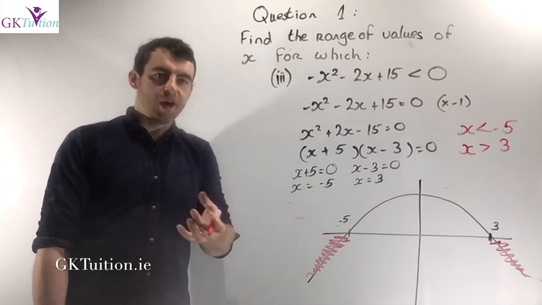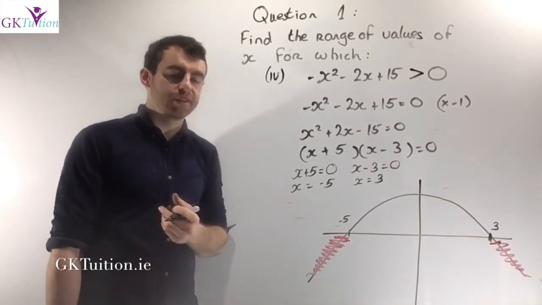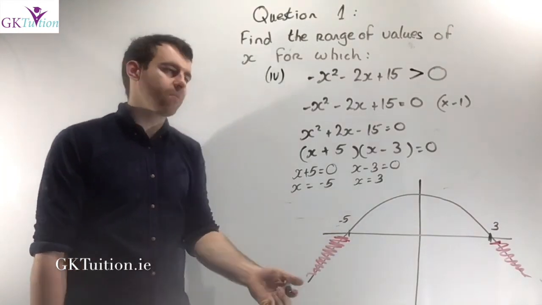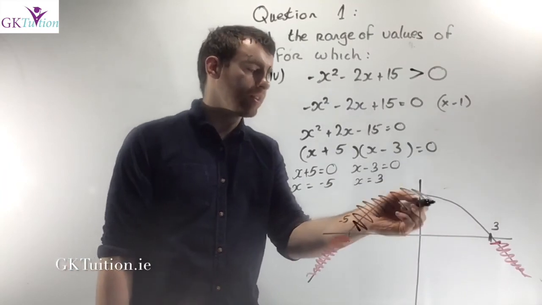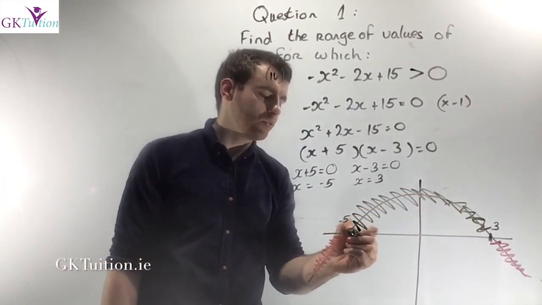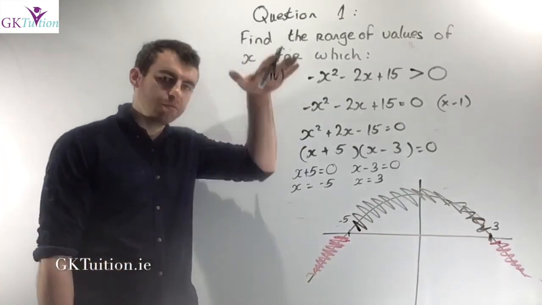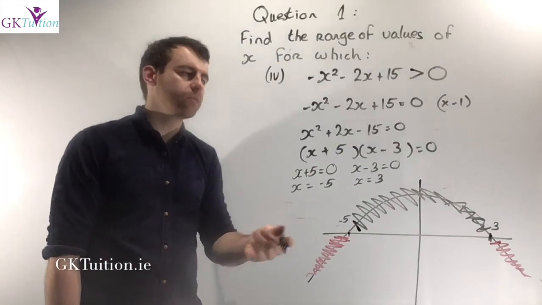Part 4 now is just the opposite of that. So part 4, I was asked, when is the quadratic greater than 0? And I've already sketched my graph, so the quadratic is greater than 0 in between x equals minus 5 and x equals 3. Clearly any x value that I take between here and here, the quadratic will be above the x-axis. This is one region, so I can just give it as one answer.